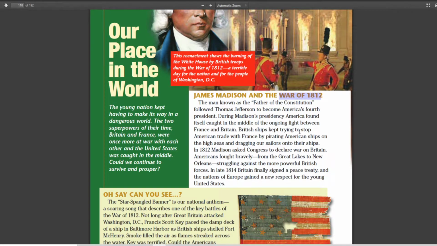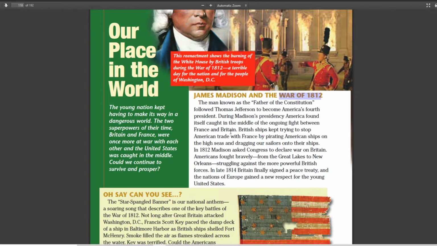He gets into a war with Great Britain. Remember, he's a Democratic Republican, and they are closer to France than they are to Britain. And so, when it comes to what was going on with the British, they side more with France. Now, what was happening was that the British were messing with our trade.